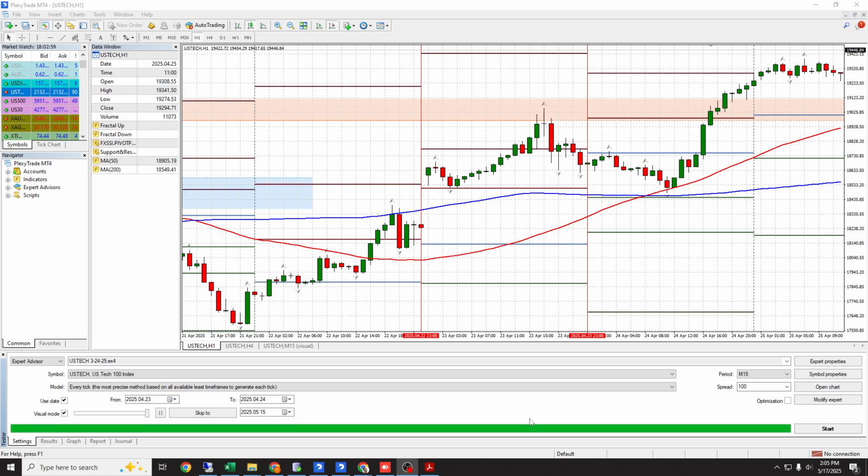Let's go over our proprietary MA prohibiting indicator, what it is and how it helps us. We'll do a quick example here from a trade on the 23rd of April. As you can see here on the 1 hour time frame, we have two different moving averages: the 50 moving average in red and the blue, which is the 200 moving average.